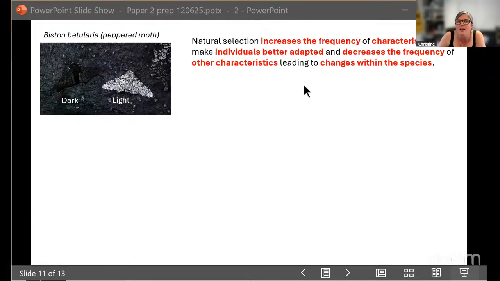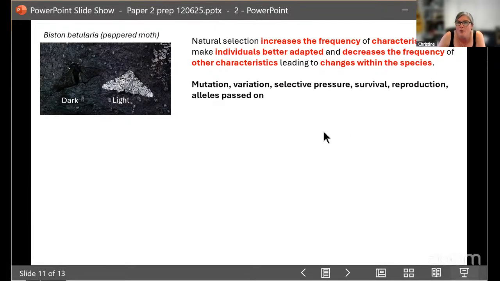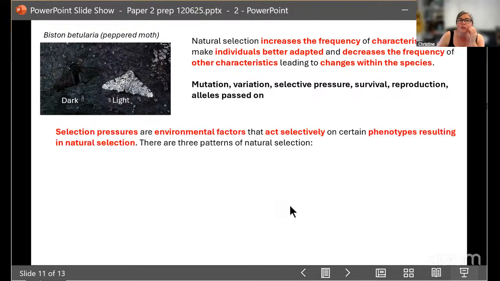So natural selection, increasing the frequency, keywords: mutation, variation, selective pressure, survival, reproduction, alleles pass on. The frequency is going to change. So therefore, when we talk about selection pressures, we're talking about environmental factors that are going to act selectively on phenotypes, resulting in natural selection. So there are 3 patterns that you should know about.